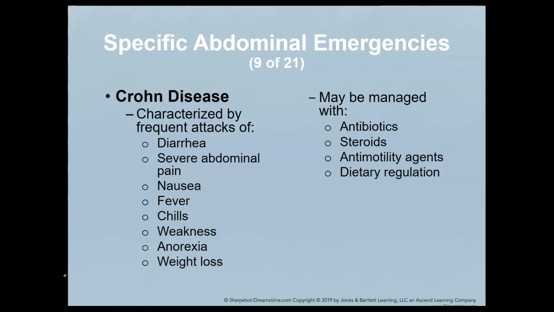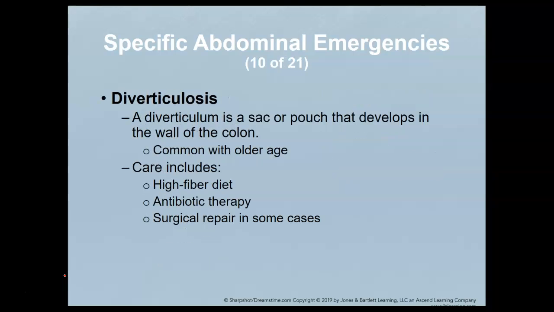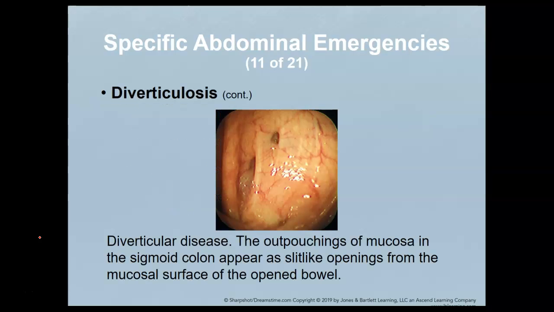So talking about diverticulosis, a diverticulum is a little saclike pouch that develops in the wall of the colon. It gets more common as you age. Care of this includes high fiber diets, antibiotic therapy if they need it, and surgical repair in some cases. And here's a good example of that. Those little pouches, the outpouchings of the mucosa in the sigmoid colon, appear as little slit-like openings into the open bowel. Okay, and for the most part, we're not going to do much with that, guys.